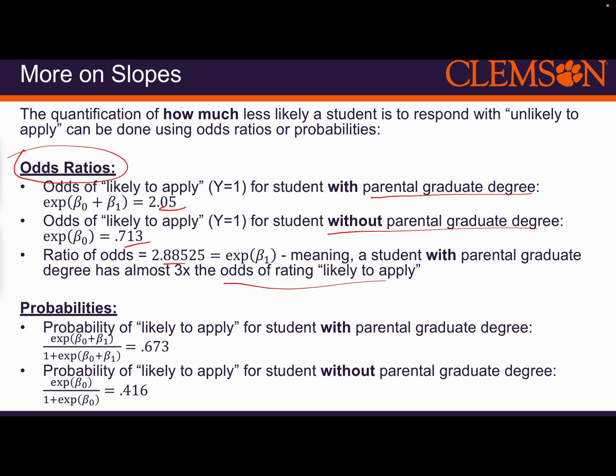But let's convert it into probabilities. The probability of someone who's likely to apply for a student with a parental degree is the sum of those two parameters, or a 67% chance of applying. But if they don't have a parental degree, it drops down to 0.416. Probabilities are nice because they are on the scale itself. But odds ratios, these are where we define effect size.